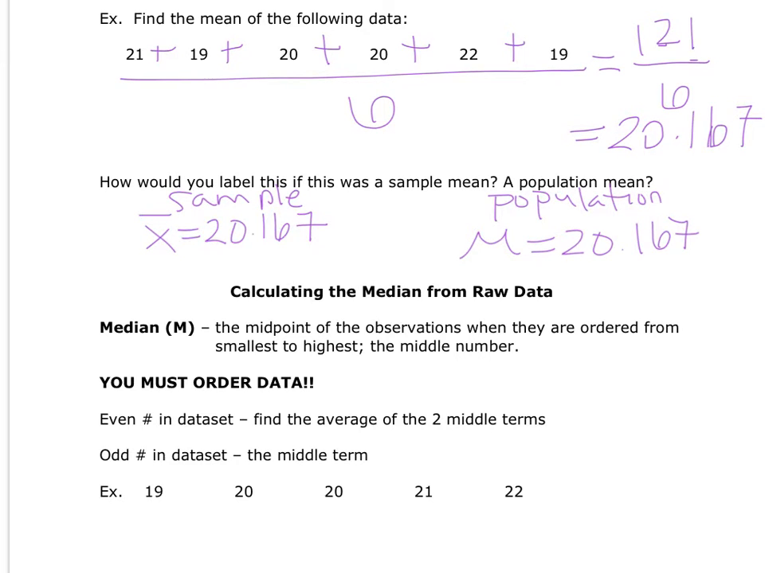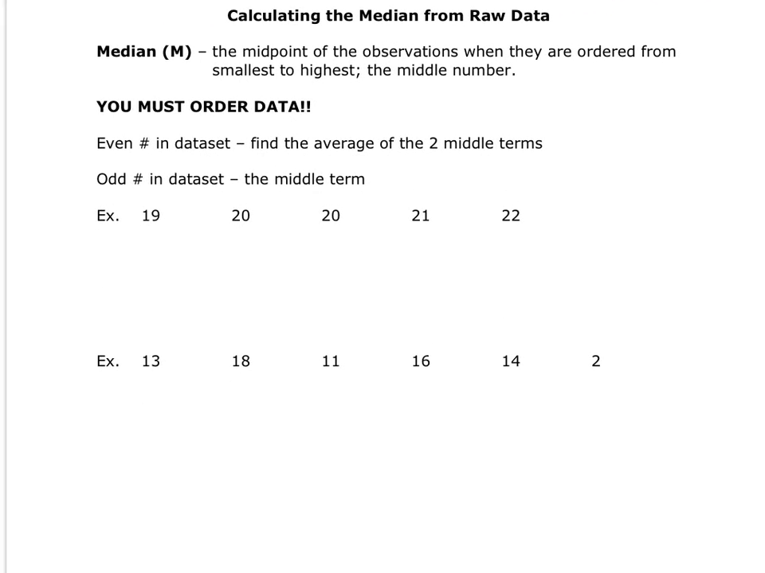The next measure of central tendency is the median. The median is the midpoint, or the middle of the observations when the data is ordered from smallest to highest, the middle number. So we must order our data first. If there's an even number in your data set, there's going to be 2 numbers in the middle, and you find the average of them. If there's an odd number in your data set, you'll only have 1 number in the middle, and that will be your median.